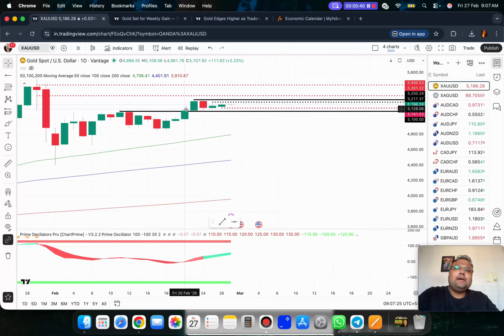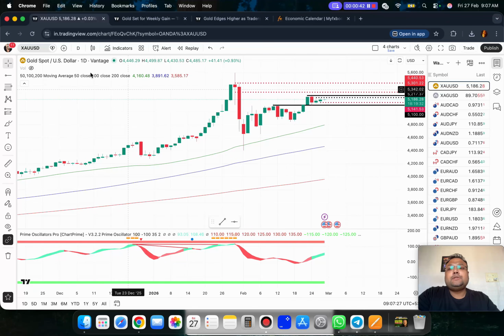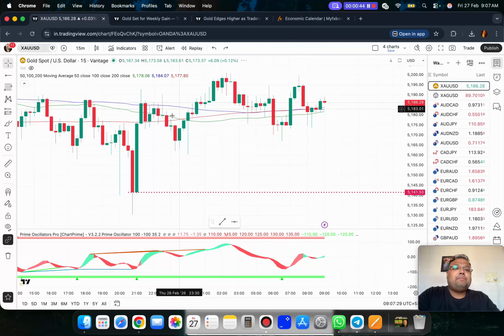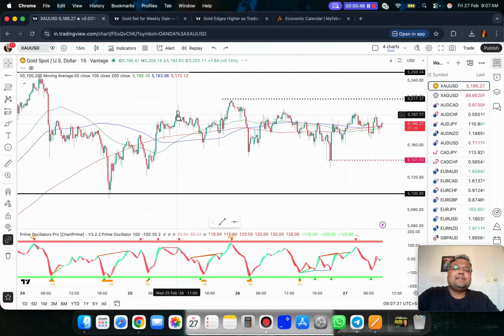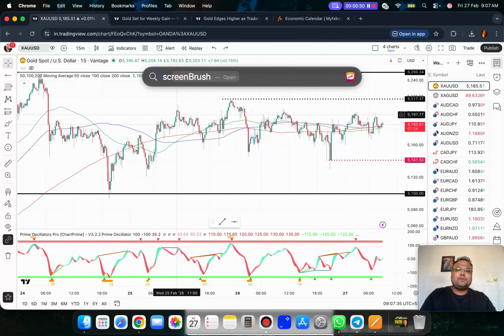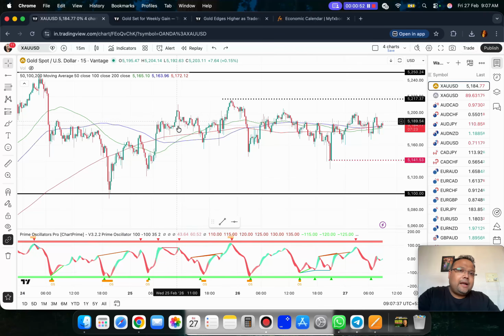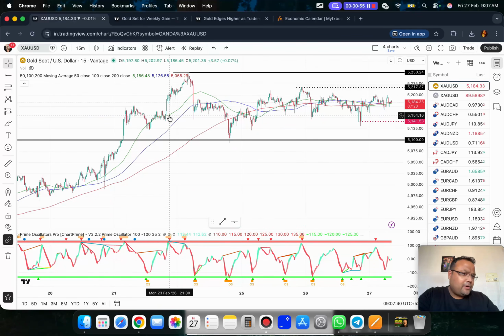Spinning tops signify indecision in the market. Spinning tops signify that buyers and sellers are fighting, there's a fight going on between the buyers and sellers. So we do not have any clarity on the direction of the market right now.